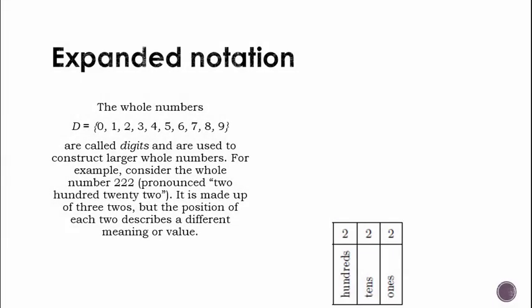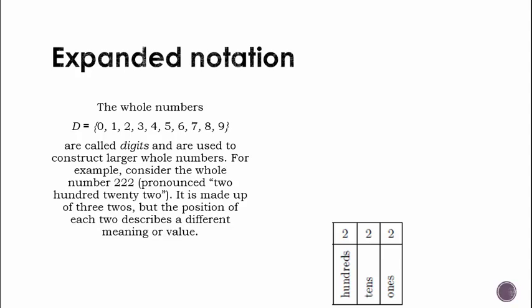Okay, now this is fun. We want to learn how to use expanded notation. So the whole numbers, D equals 0, 1, 2, 3, 4, 5, 6, 7, 8, 9. Now notice there's no dot dot dot. This is a finite set. This set is called the digits. And this set is used to construct larger whole numbers.